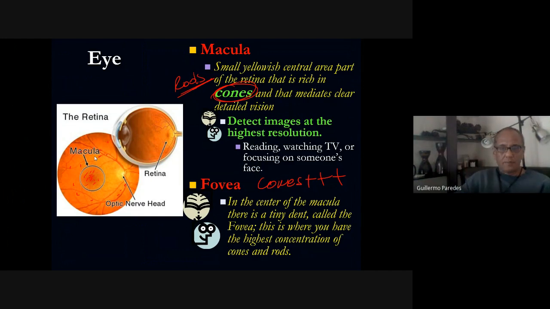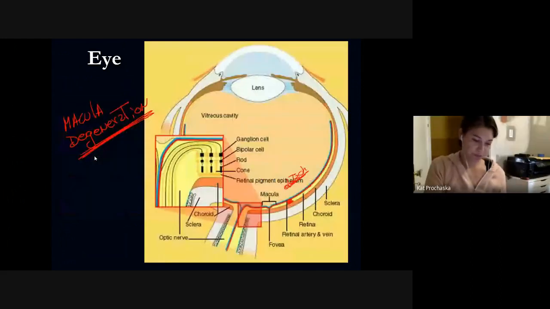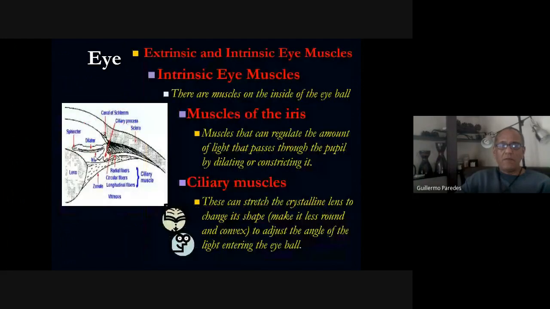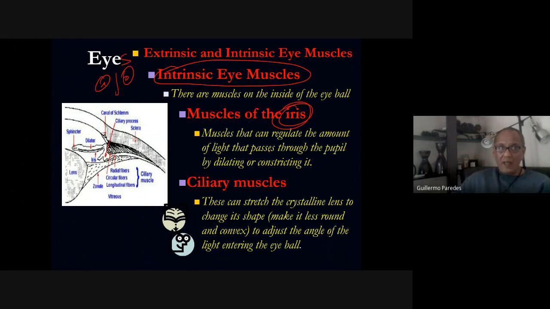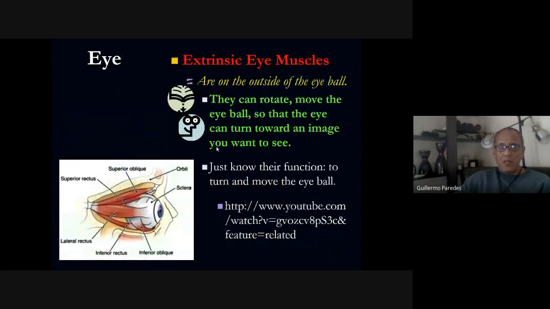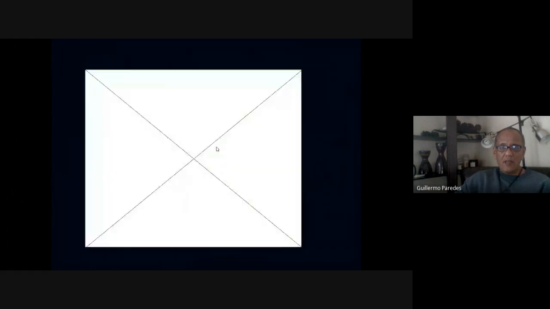Okay. So then we have the intrinsic muscles. Question for the exam. Open eyes, open ears. We have the muscle of the iris that is inside the eye and the ciliary muscles that are surrounding the lens. Okay? Then the extrinsic muscles, and with this, we finish this part.